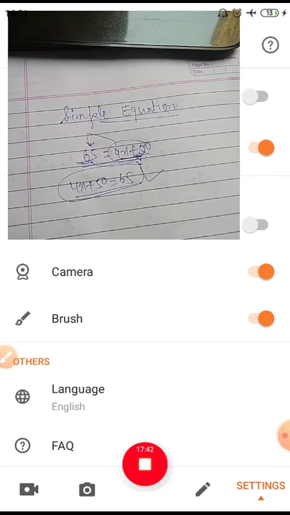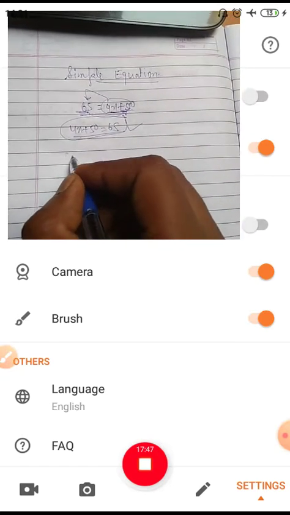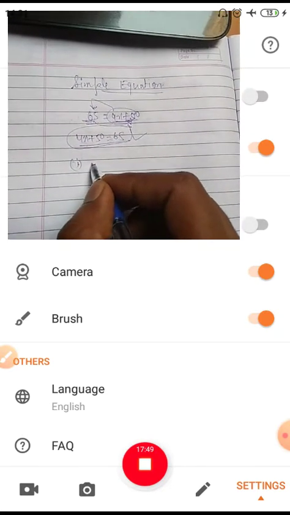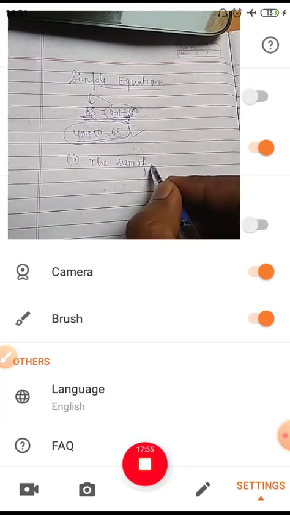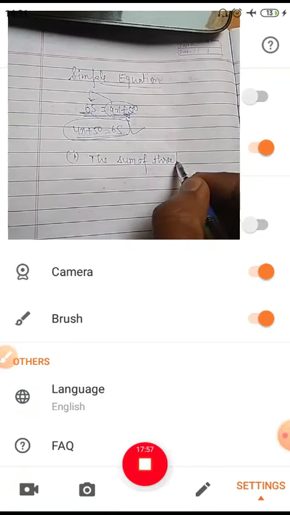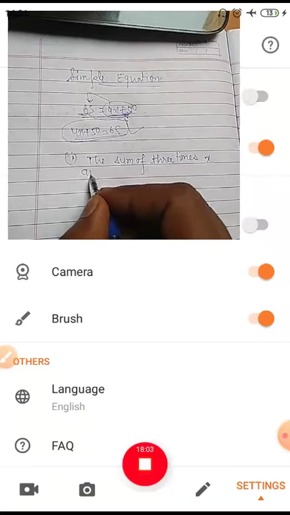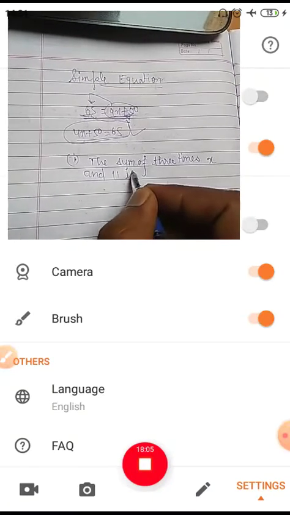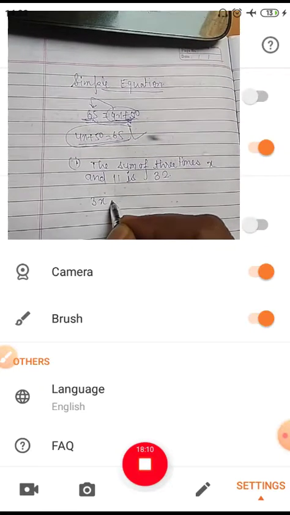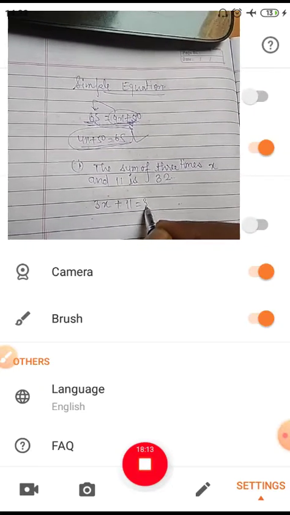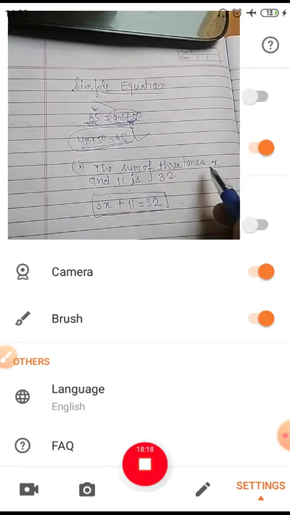Now write the following statement in the form of equations. The sum of 3 times x and 11 is 32. So 3x plus 11 is equal to 32. It is in the form of equations.